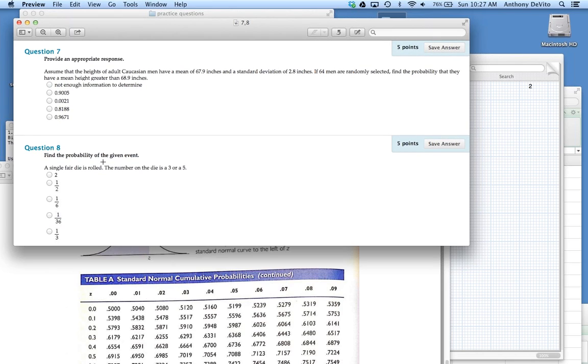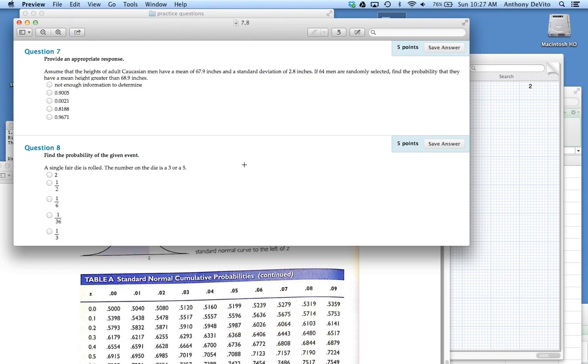Okay, find the probability of the given event. A fair die is rolled. The number on the die is a 3 or a 5. You have two possibilities. It could be a 3, it could be a 5. Both of them satisfy that probability.